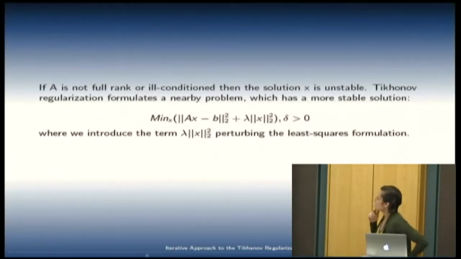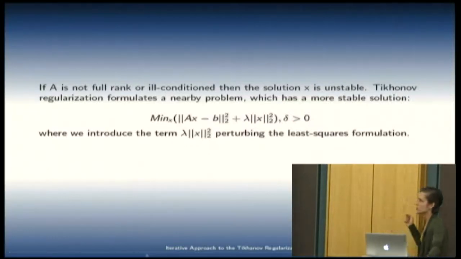Okay, but there's actually no reason, so here's my innovation. There's no reason why it should just be lambda x. Why should we pull the solution closer to 0?